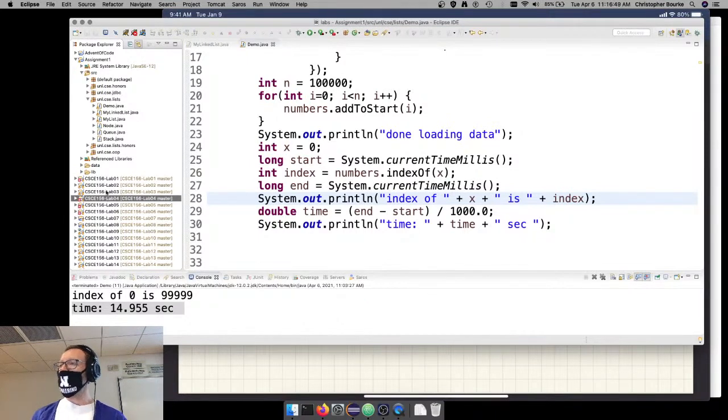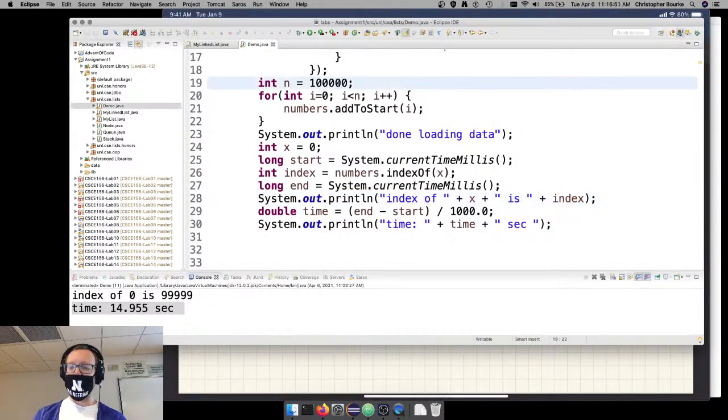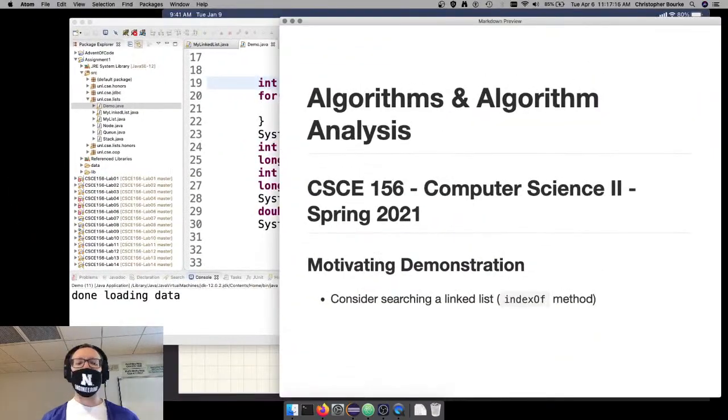So, what if I were to go predict? What if I were to go up to 1,000,000? 100 times slower. 15 seconds becomes 1,500 seconds. 1,500 seconds is 20-some minutes? 25 minutes? All right. Done loading data, and it's working. We'll go ahead and let it work while we codify everything that we just talked about, right?